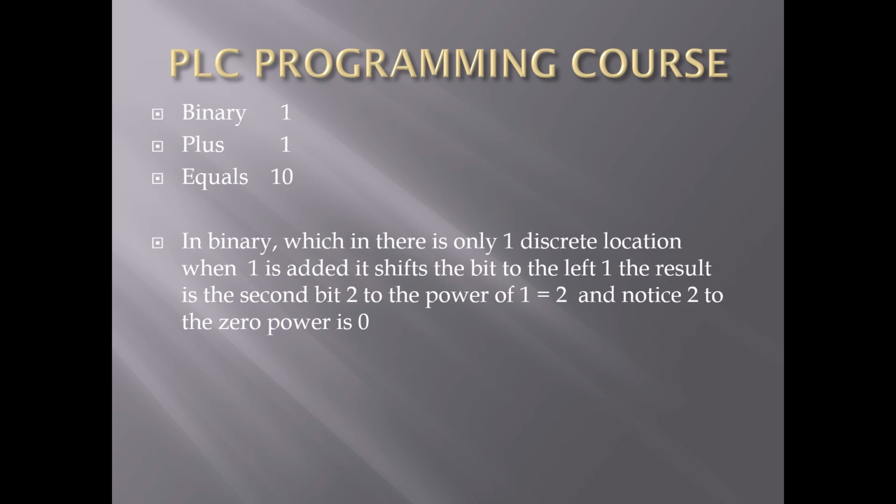So if you take binary 1 and add another binary 1 to it, it equals 1, 0, not 10. In binary, which has only one discrete location, when 1 is added, it shifts the bit to the left one location. The result is the second bit, 2 to the power of 1, equals 2. And notice 2 to the power of 0 is 0.